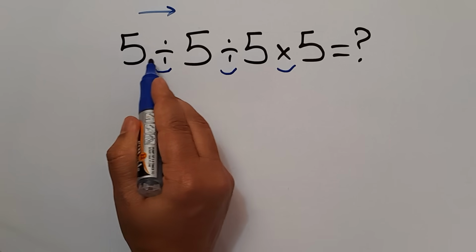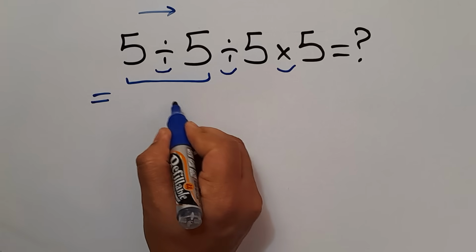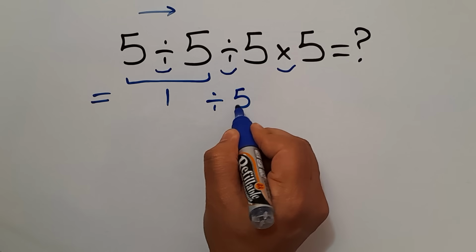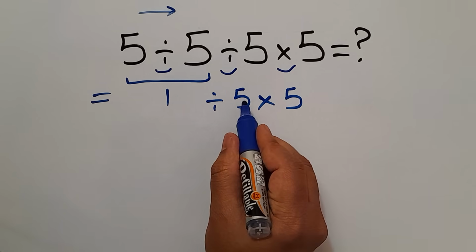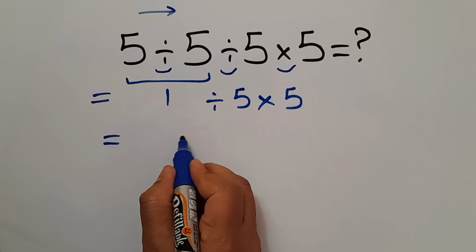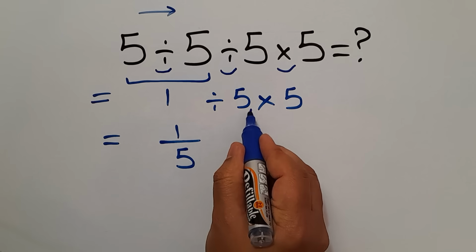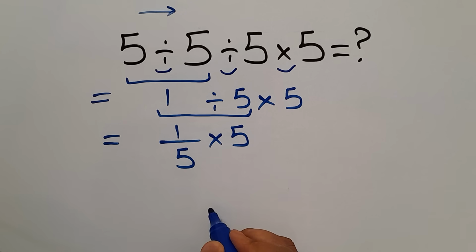Okay, 5 divided by 5 gives us just 1. And let's recopy divided by 5 and times 5. 1 divided by 5 equals 1 over 5. And 1 over 5 times just 5.